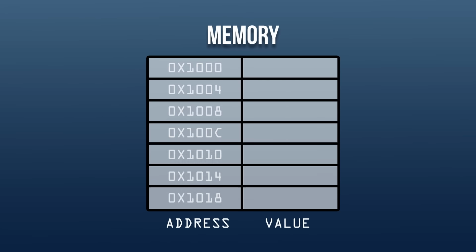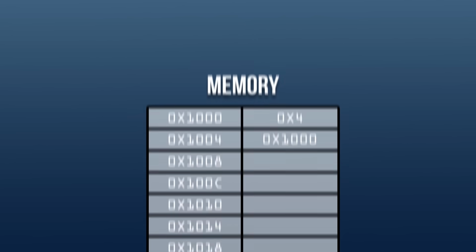In our last example, we made an integer x whose value was 4 at location hex 1000. After that, we made a pointer that lived at address hex 1004, whose value was hex 1000. So how do we do that in C? We could do that using two lines of code, and I'll break them down part by part.